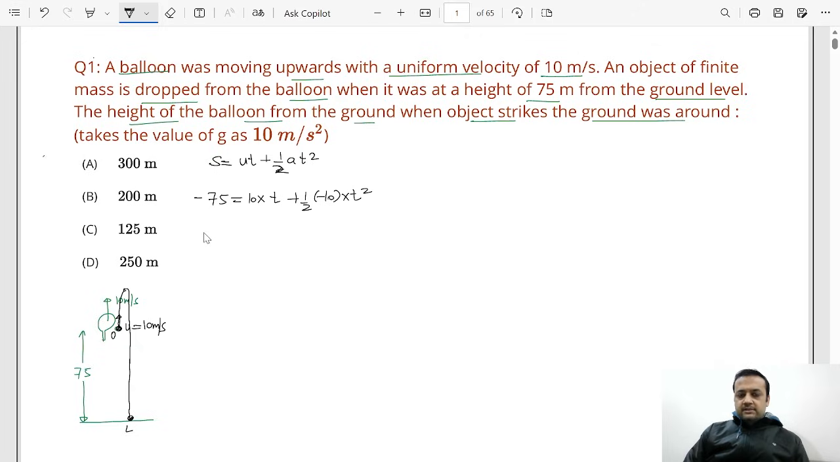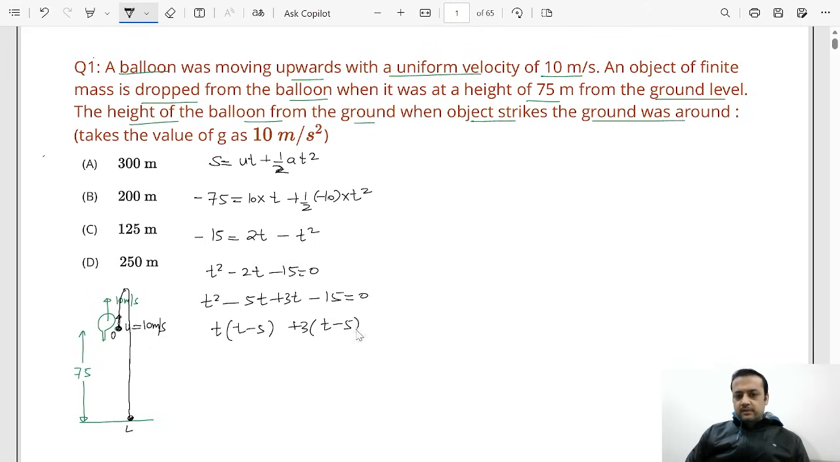Now this equation, if I cancel by 5, will become minus 15 = 2t minus t square. That means t square minus 2t minus 15 = 0. So we can factorize this. Minus 2t can be written as minus 5t plus 3t. Here if you take t common, this will be t minus 5, and here if you take plus 3 common, this will also be t minus 5. That means the roots come from (t minus 5) into (t plus 3) = 0.